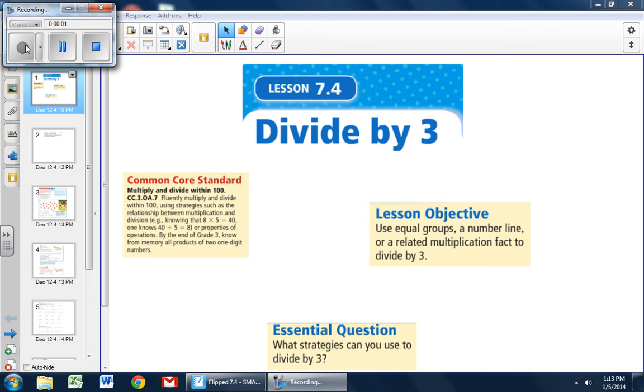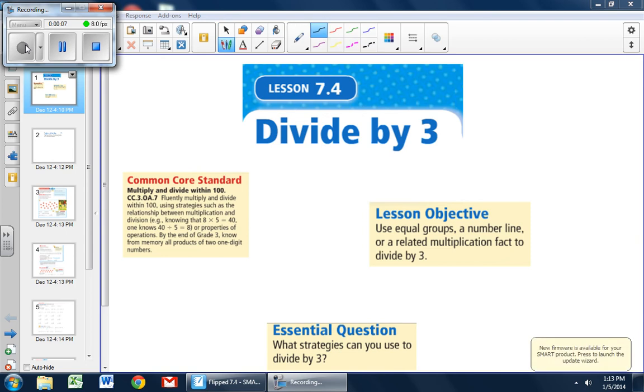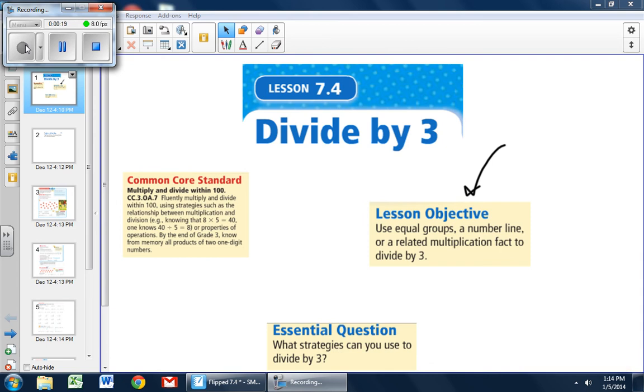Lesson 7.4, dividing by 3. Our lesson objective is to use equal groups, a number line, or related multiplication facts to divide by 3. We talked about how multiplication and division are closely related and how division and subtraction are related. So we will look at those strategies today by creating equal groups, using a number line, or the facts that we already know in order to divide by 3.